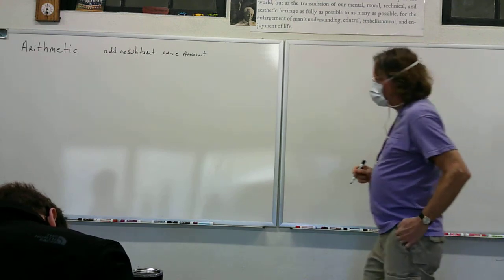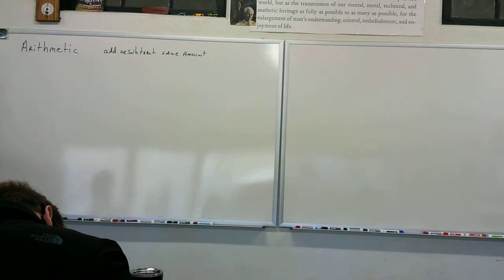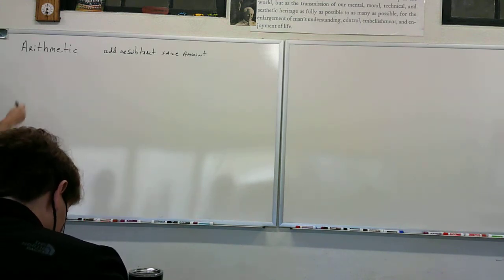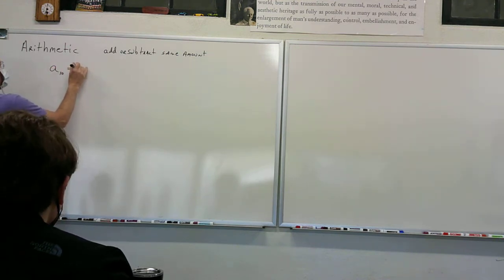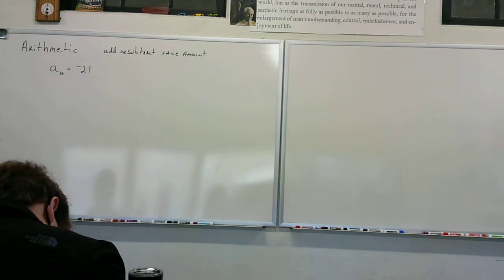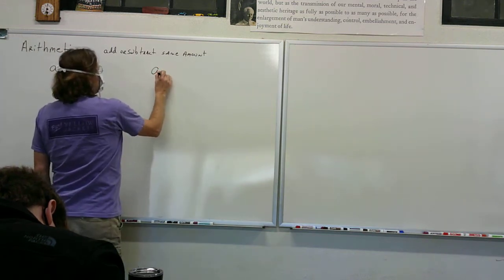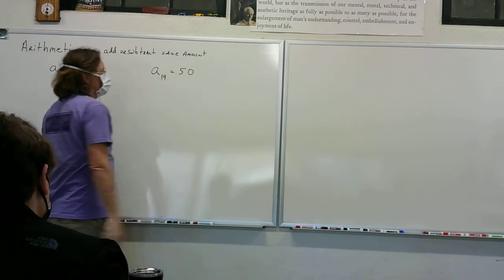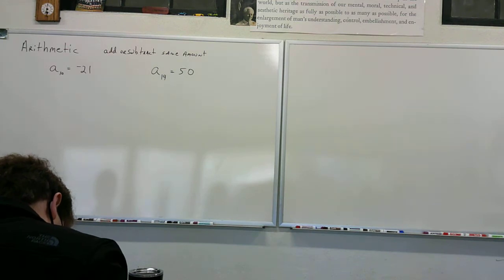I know that I have arithmetic, because I'm only working with those kinds. And I know the 10th term is equal to negative 21, and I know the 19th term is equal to positive 50. And since I'm just making these up, I bet we get fractions in our answer, which is okay.